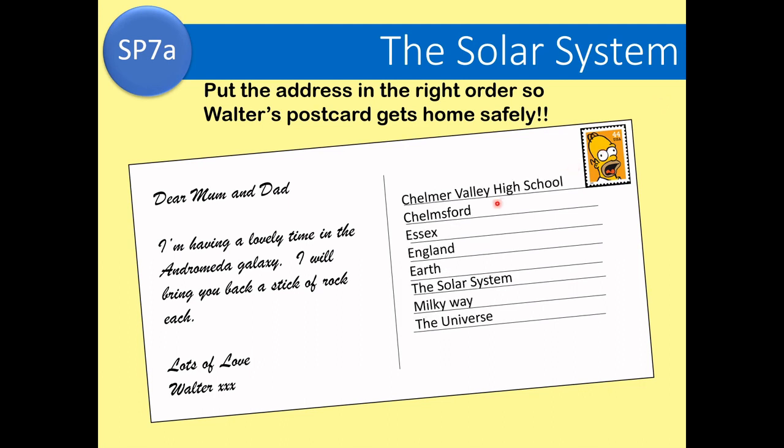So hopefully you got something like this, with Chelmer Valley High School at the top, then Chelmsford, Essex, England. So this is what you would usually put in your address. Then you go to the planet, which is the Earth, then the solar system, then the Milky Way, which is the galaxy that our solar system is in, and then the universe, which is all of the galaxies put together.